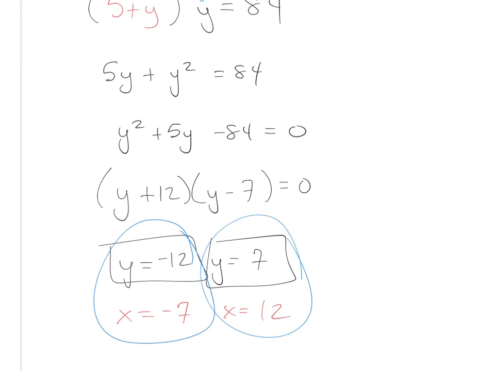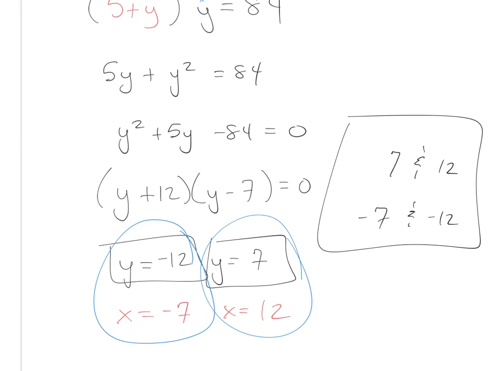7 and 12 is one answer. Right? It's like an ordered pair. 7 and 12 is one answer. And negative 7 and negative 12 is the other answer. Again, one set of numbers is 7 and 12. The other answer is negative 7 and negative 12. There are two answers for this problem because both of those sets of answers have a product of 84, and both of those sets of answers differ by 5.